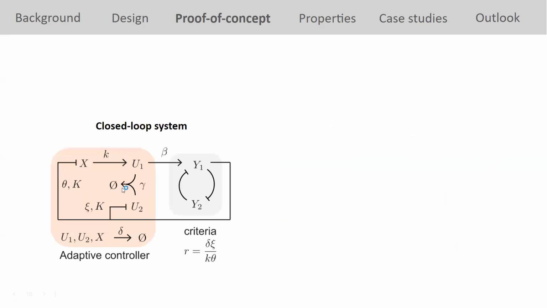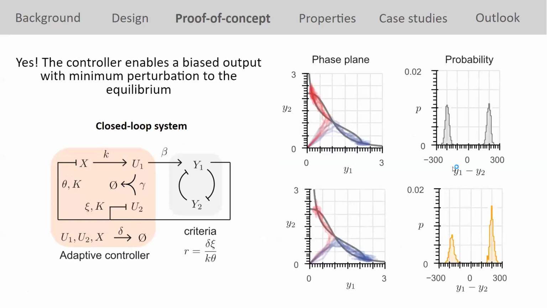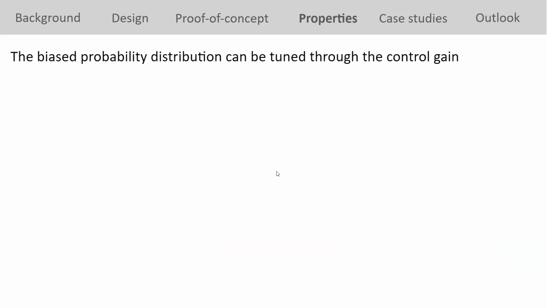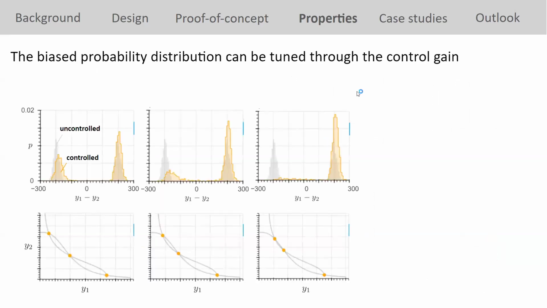When we then use our controller in the manner that I'm showing here in the picture, you will see that we indeed were able to generate this kind of biased probability distribution, favoring the expression of one gene with respect to the other. And the phase plane, or the equilibrium landscape, is just barely perturbed. Initially, we maintain the number of equilibria. We can further tune those probability distributions by means of the gain of our controller. So, of course, increasing the gain would lead to a bigger perturbation on the equilibrium landscape.